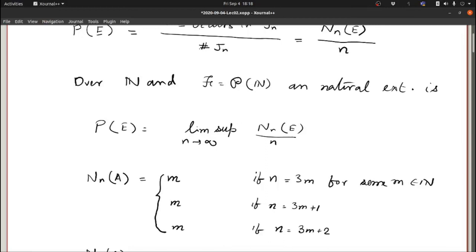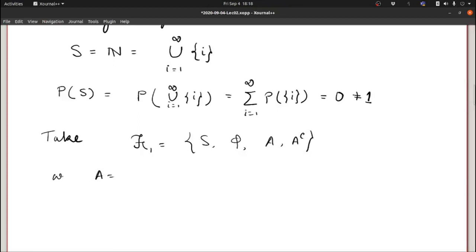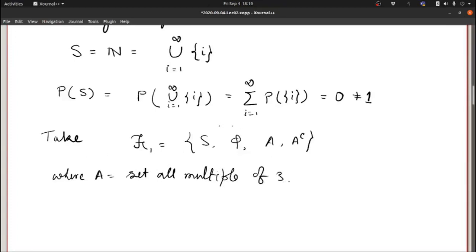And moreover, if I take, just for example, this as my sigma field, F1, which is basically nothing but S, phi, A and A complement, where A is the set of all multiples of 3, then it can easily be checked that this is a sigma field, and the definition we have talked about turns out to be a probability over this. You can easily check the probability of A turns out to be 1/3, which we have checked. Probability of A complement turns out to be 2/3, and S, which is the union of A and A complement, is consistent because it is 1/3 plus 2/3, so the complete thing is quite meaningful.